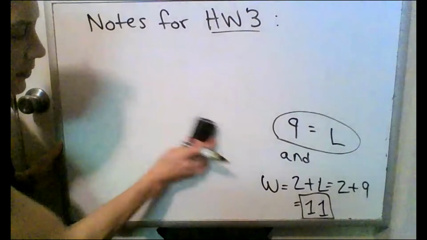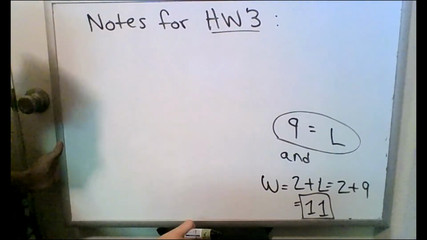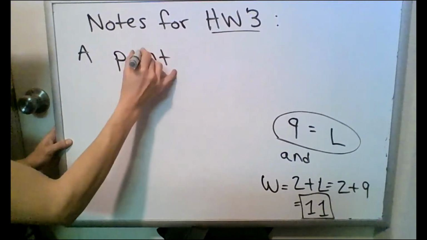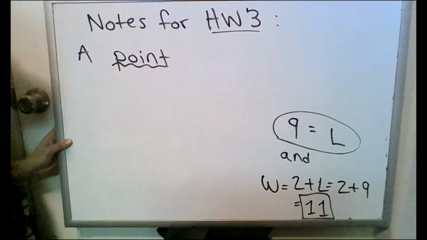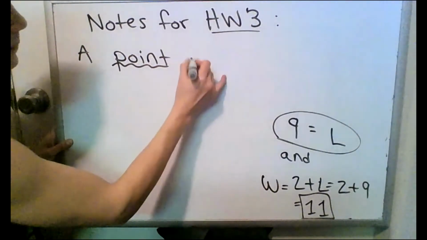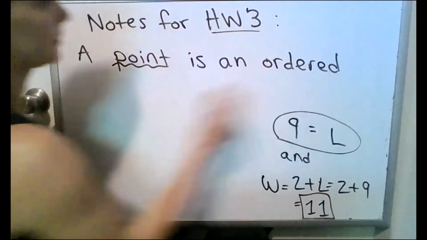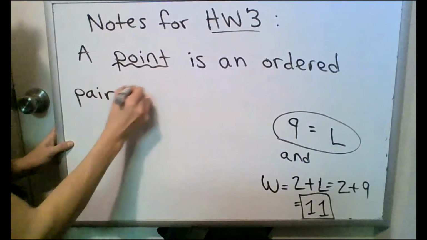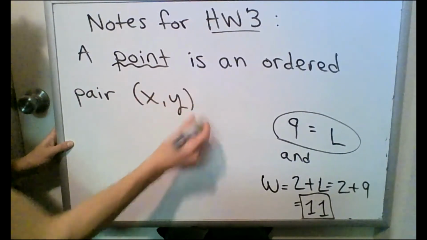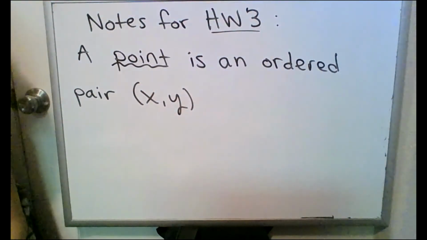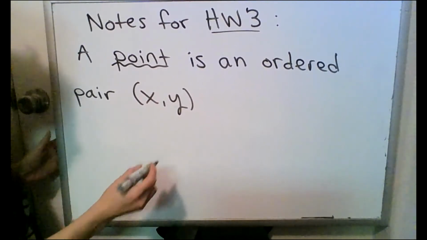So when you're graphing, the first thing we're going to talk about is a point. And a point is an ordered pair, (x, y). We graph points on the rectangular coordinate system, which is also called the Cartesian coordinate system.